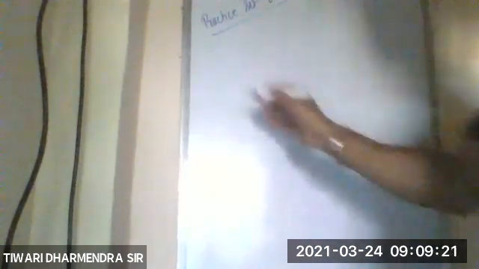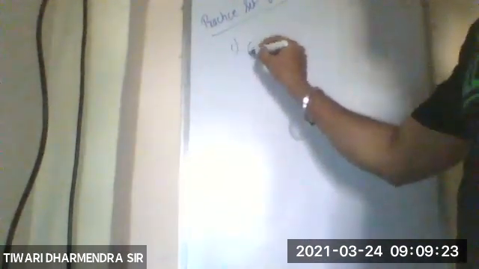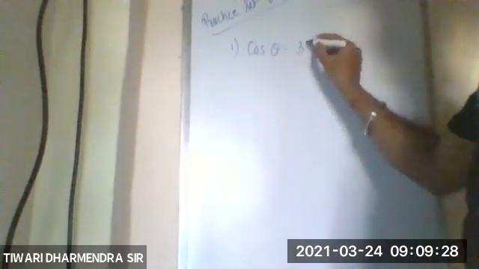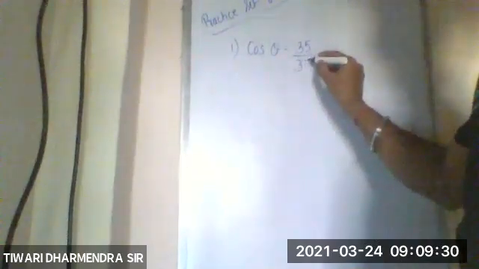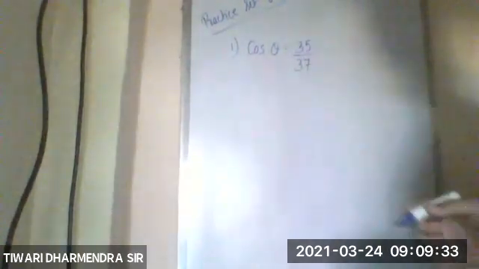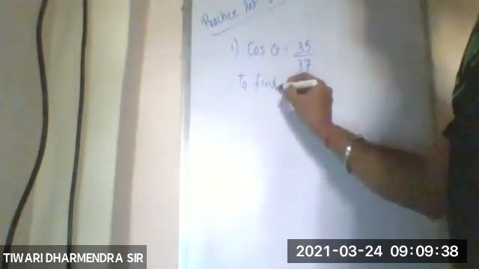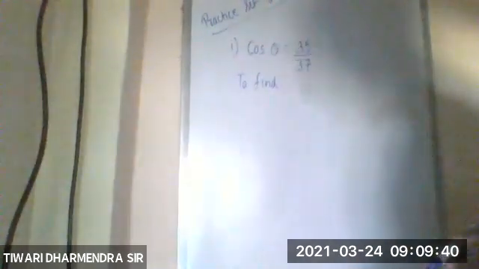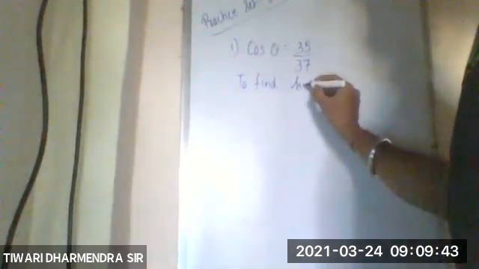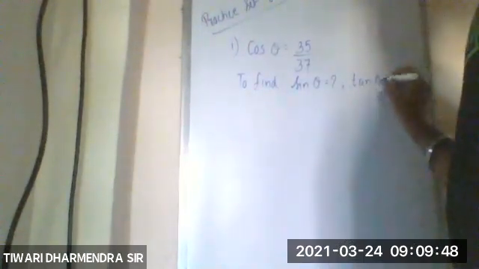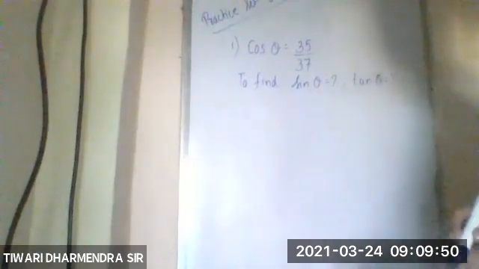If I make a table, then there is no space to solve the problem. So better you understand what is given. I'm doing it for the first part. That is cos theta, they have given us as 35 upon 37, and they're asking us to find the value of sine theta and tan theta.